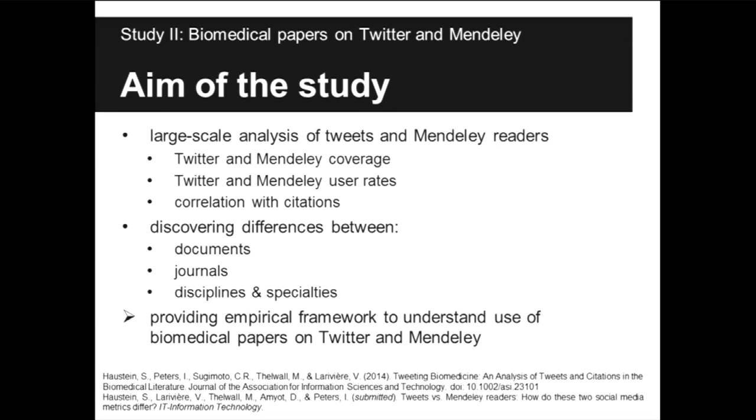what the difference is among disciplines. We know from citation analysis that papers in mathematics are typically less cited than papers in cancer research. So there are differences among disciplines in terms of the citation rates that we can obtain. We want to compare that across disciplines, and then compare each of these two metrics, both Twitter and Mendeley, with citation rates. We did that at the level of documents, for specific papers, at the level of journals, and also at the level of disciplines and specialties. And globally, we want to provide some kind of first, very rough framework to understand the use of biomedical papers on Twitter and Mendeley.